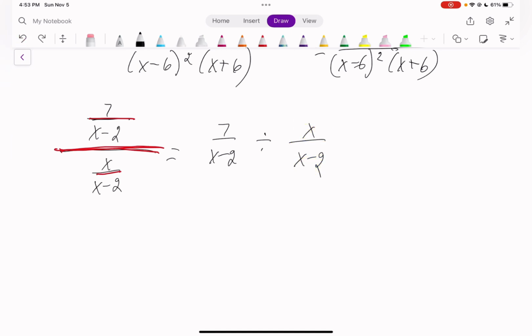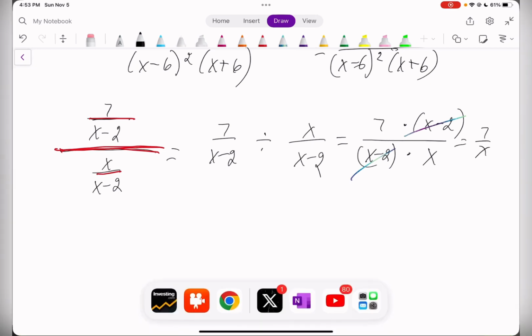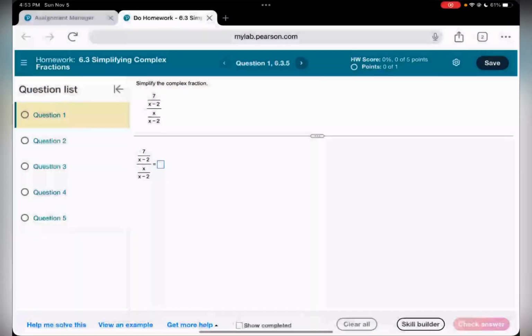So it's gonna be 7 over x minus 2 times x minus 2 over x. See, I flipped it. So x minus 2 I'm canceling, and my answer is 7 over x. Pretty straightforward. It looked at the beginning scary, but now we are getting a very easy answer.